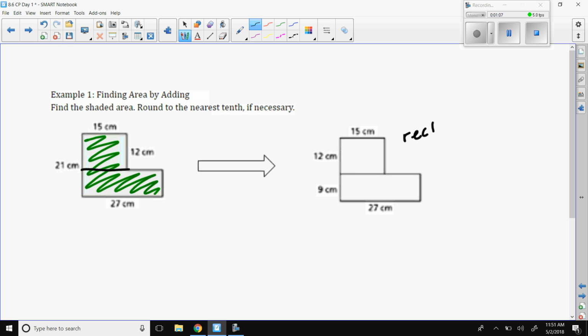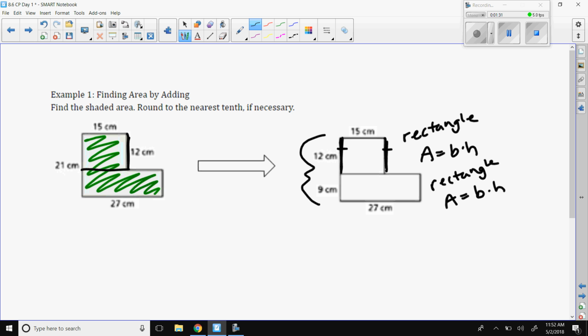So I get a rectangle, which I know the area is going to be base times height, and I get another rectangle, which I know the area is going to be base times height. Okay. I can see that from my picture, this side length here was 12, which leads me to have this one as 12. These two are going to be congruent. This whole side length was 21. So by doing 21 minus 12, I end up with this 9 centimeters. Okay, which is going to be the same as this side here, 9 centimeters.